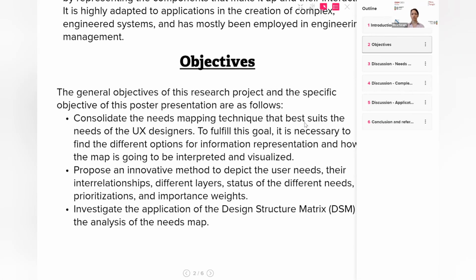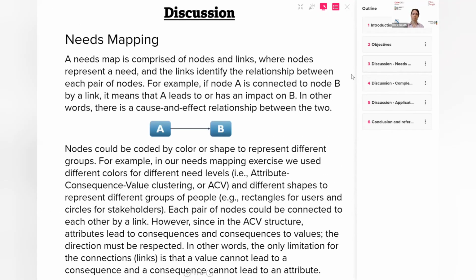So my main objective here is to consolidate a needs analysis methodology that not only clusters and groups the needs, but also is capable of helping us in prioritizing the needs based on their importance, weights, and impact levels, to help the UX designers in their decision making. To this purpose, we are investigating the application of DSM in analyzing the maps. So, what is exactly needs mapping?